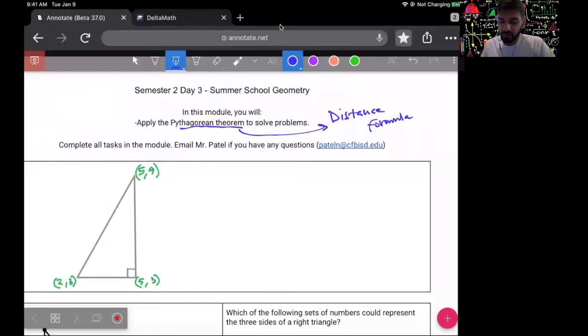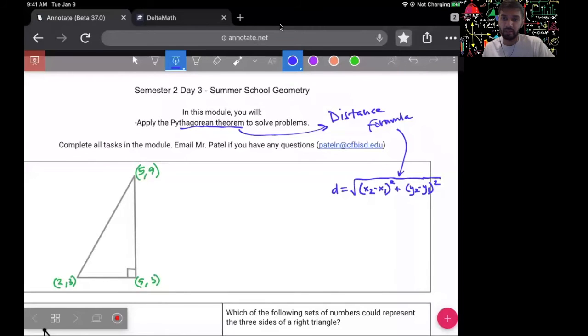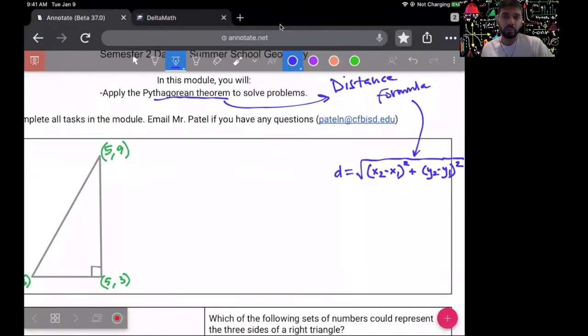If you need a refresher on what the distance formula is, that's the distance formula right there. So what I'm going to do in this first box is show you how the Pythagorean theorem is the same thing as the distance formula, okay?